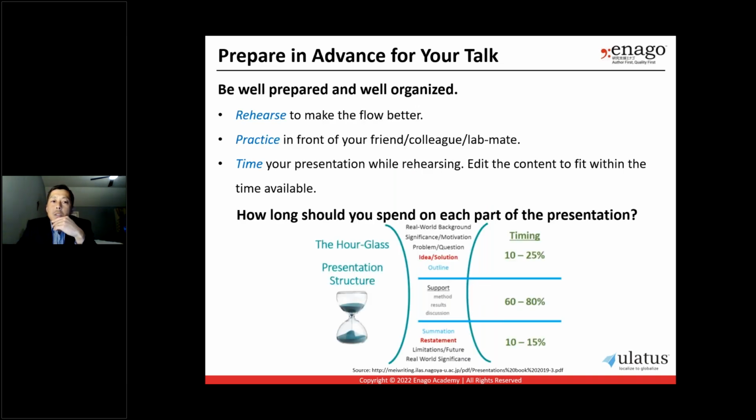Always make sure you prepare and organize. Sometimes it's hard, but rehearsing does make the flow better. If you have time to rehearse, practice with somebody, sometimes somebody who doesn't know what you're talking about. That always helps, because then you know exactly what kind of terminology is useful, and what kind of images and content are viewer friendly.